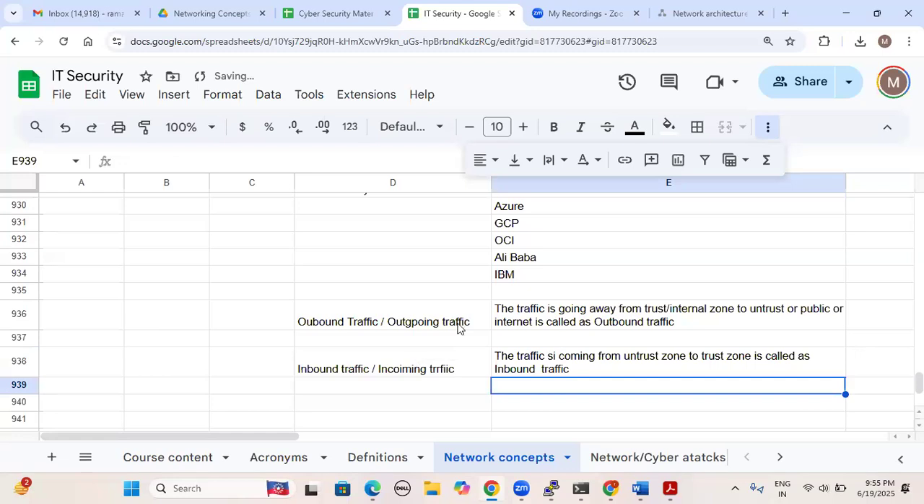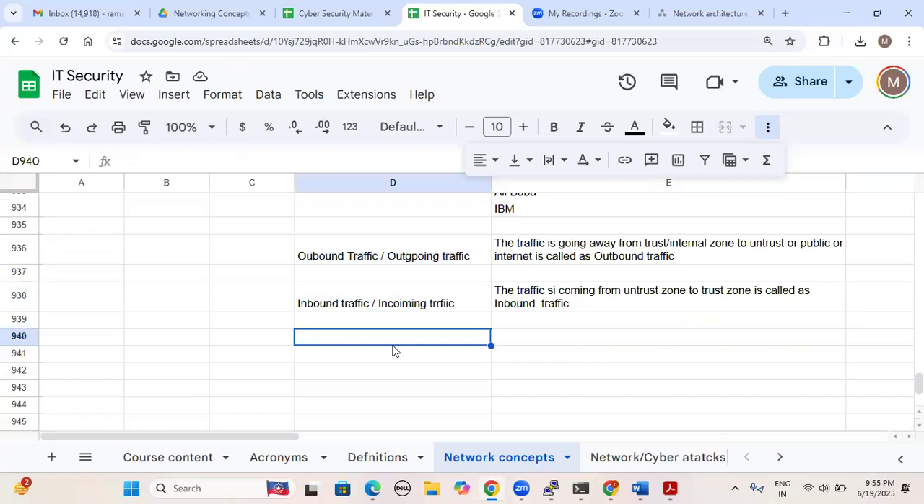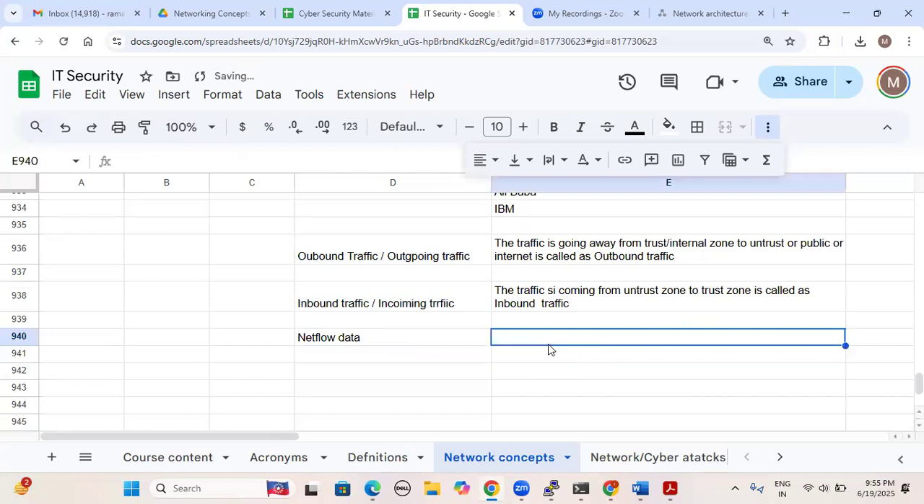Now, the combination of these two, meaning the sum of inbound plus outbound, we can call net flow data. Okay. Net flow data. So the combination of both inbound traffic and outbound traffic is called net. Net is not the sum of both.